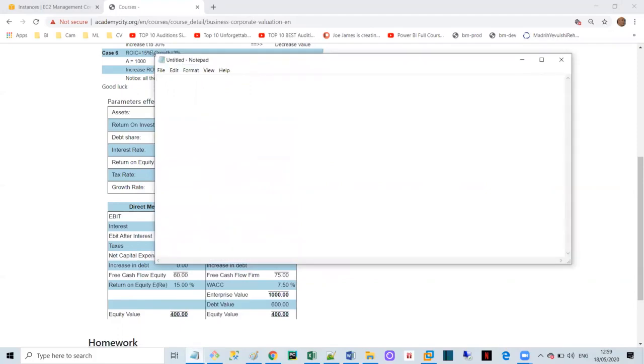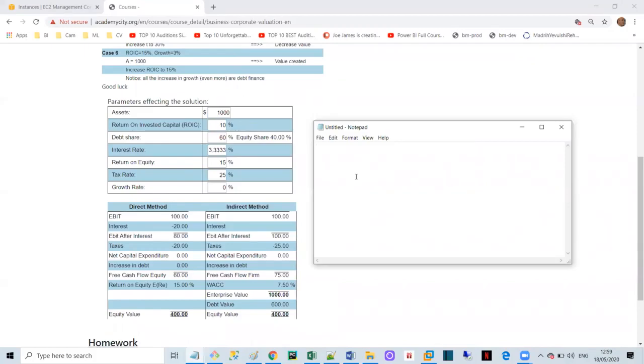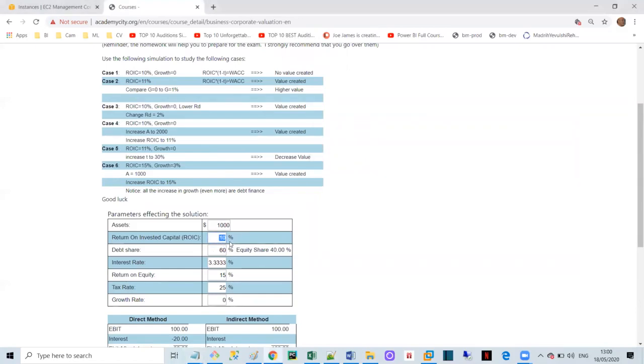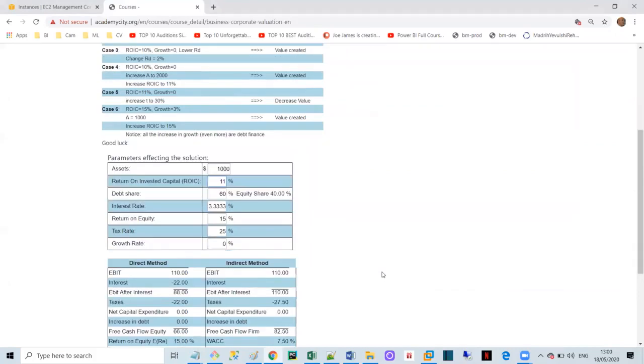we have only a couple minutes, I apologize. If you take 10% times 1 minus the tax rate, no surprise, it's exactly 7.5%. That's exactly the WACC. So if the ROIC after tax is equal to the WACC, there is no creation of value. The only way, and that's why I gave you case number 2, go ahead and change the ROIC to 11. So now you will see that there is a creation of value.